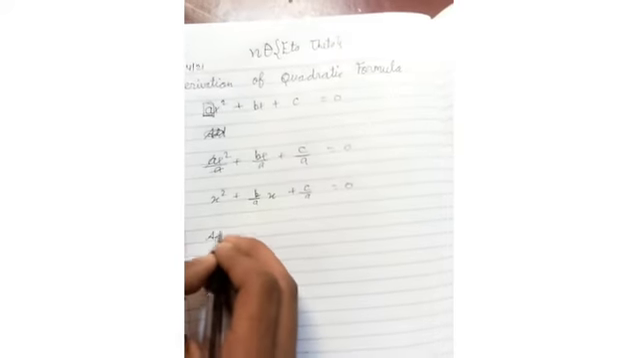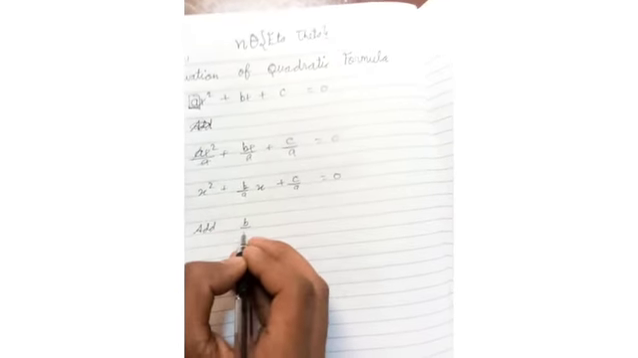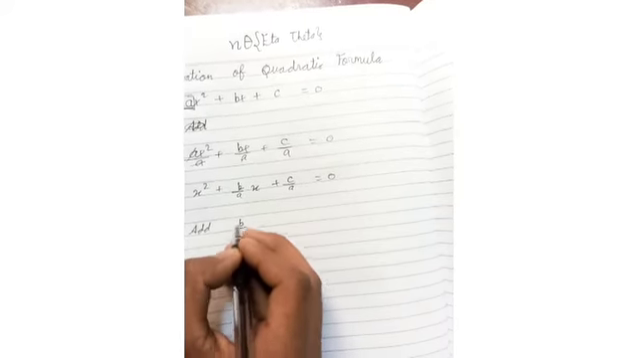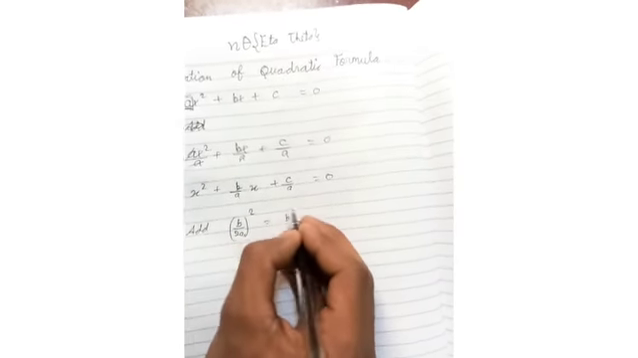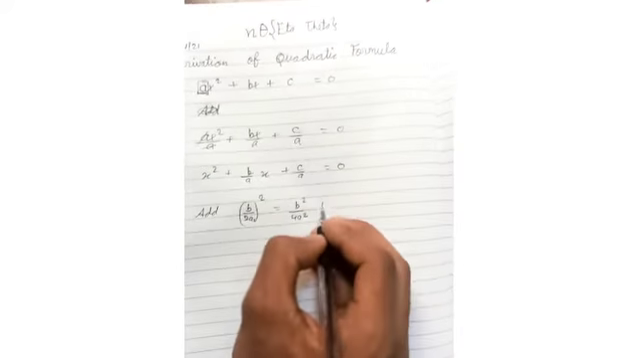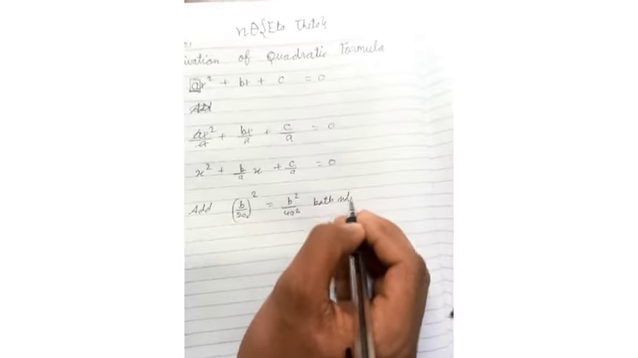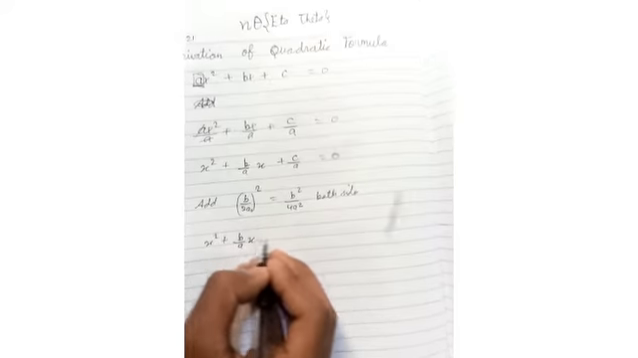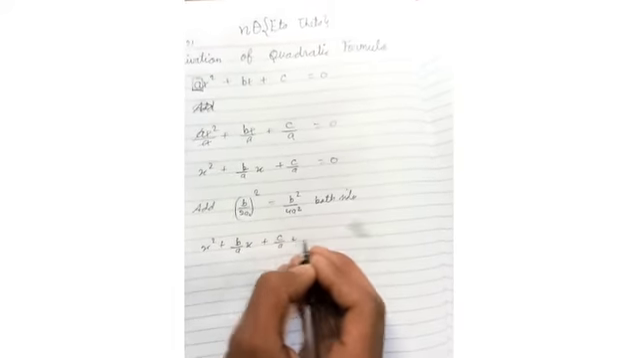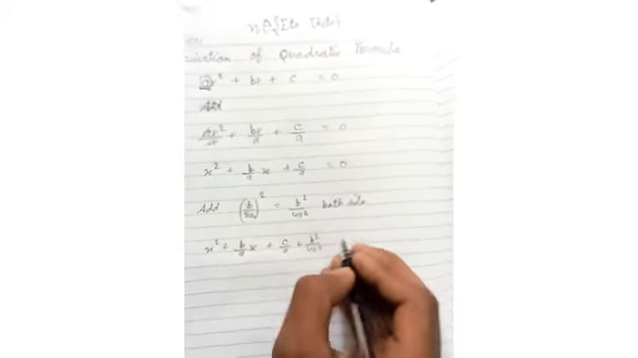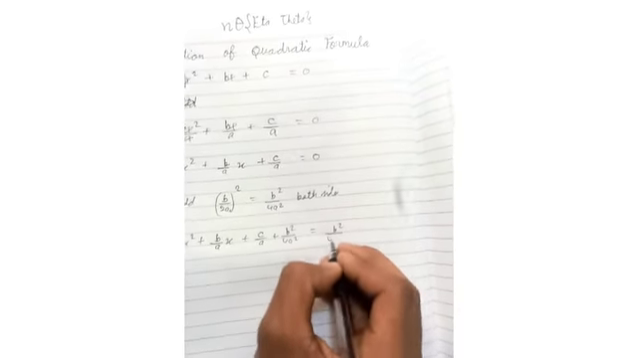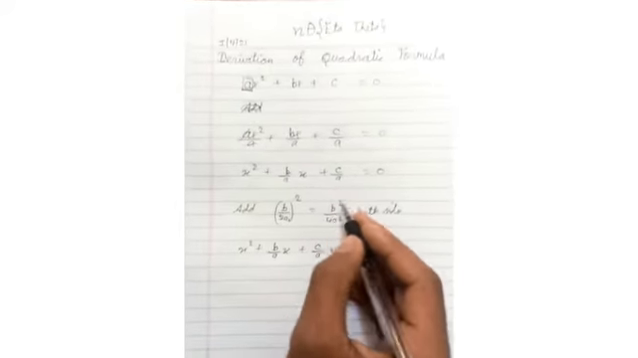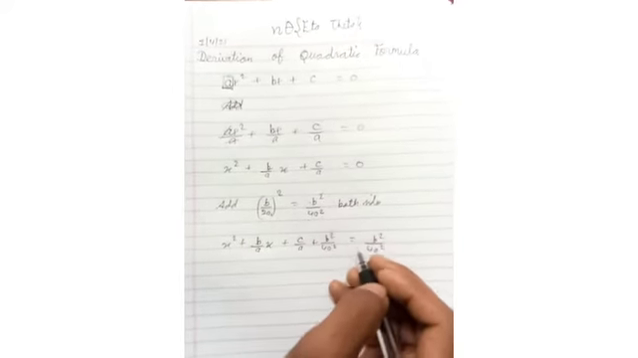Now what we have to do is add (b/2a)², which is equal to b²/4a², on both sides. So it will become x² + (b/a)x + c/a + b²/4a² = b²/4a². So we are adding this quantity b²/4a² on both sides, so there will be no change in the equation.